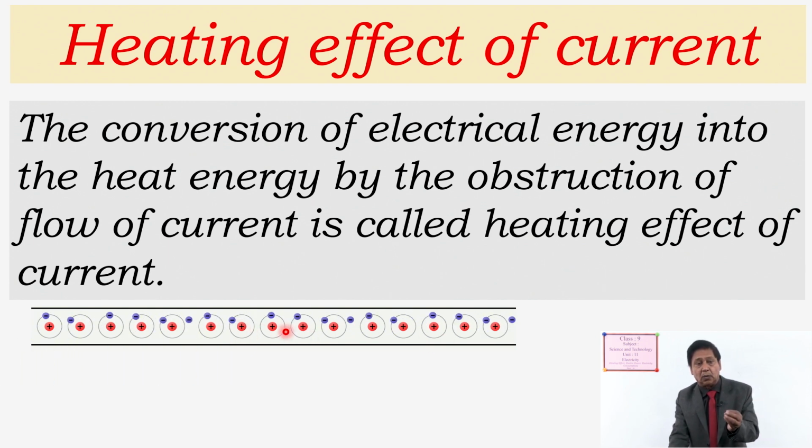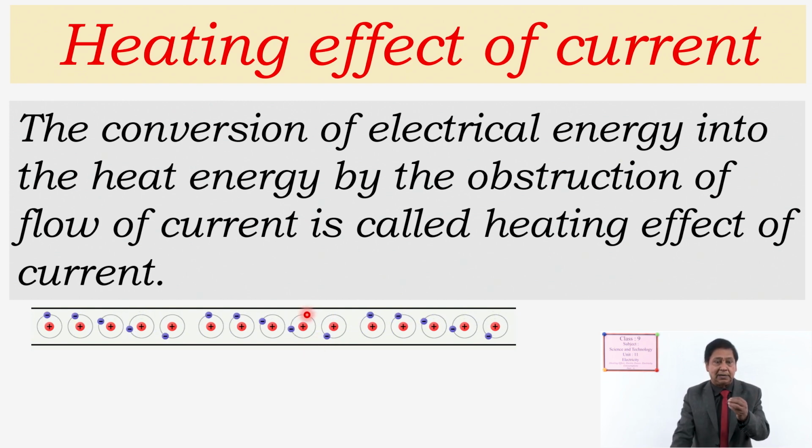While flowing, they collide with the atoms and lose a certain amount of kinetic energy, which is taken up by the atoms of the conductor. The atoms begin to vibrate more rapidly and heat energy is produced, because heat is the form of energy which is produced in a body due to the vibration of its atoms or molecules. This is the principle of the heating effect of current.